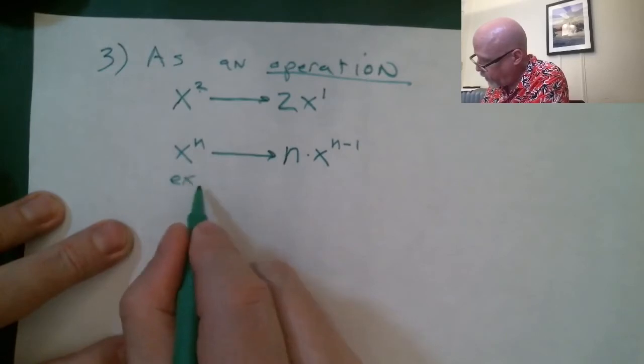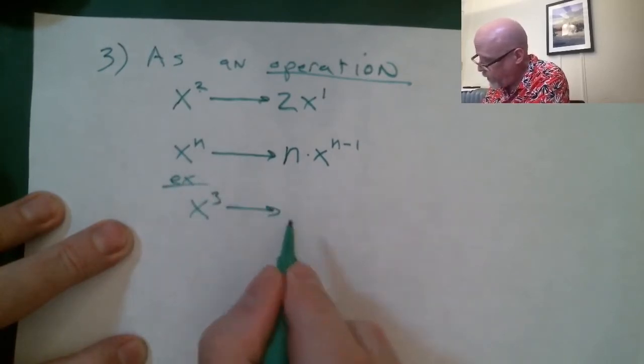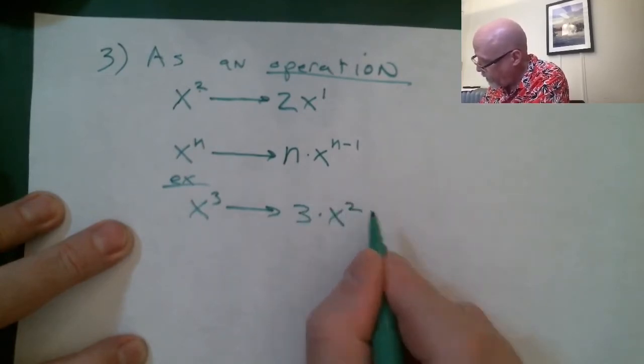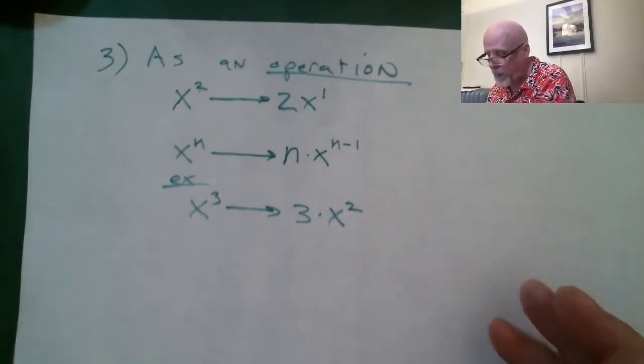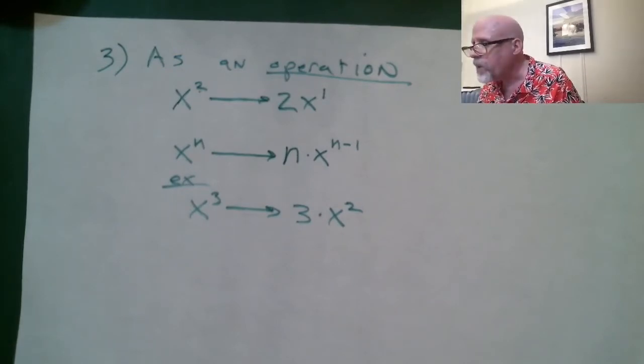An example of that would probably be in order. Suppose we had x to the third power. Here's what you do. Put a 3 out front and drop that power by 1. So it's 3 times x squared. So that thing is known as the power rule. And again, I said we'll come to it next time, but it doesn't hurt to give you a little hint as to what's coming.